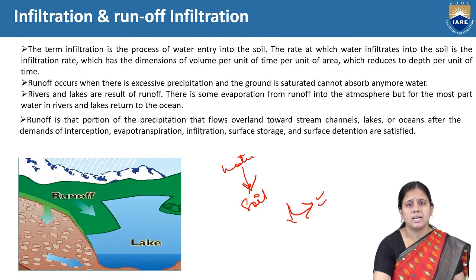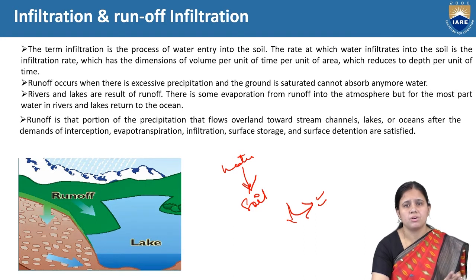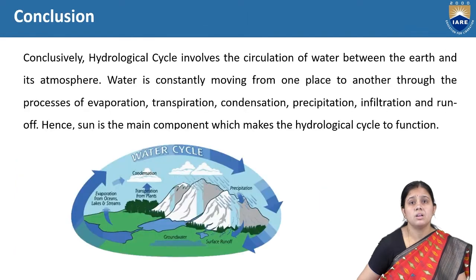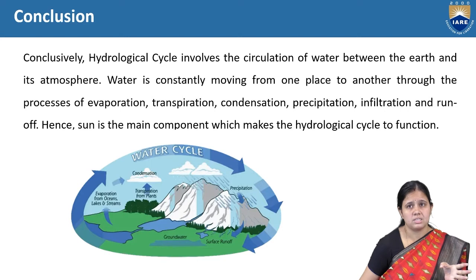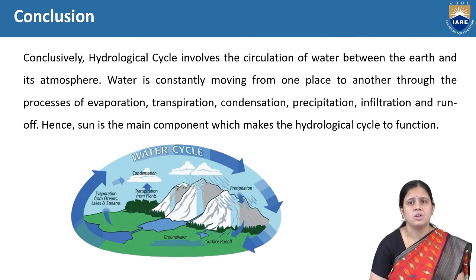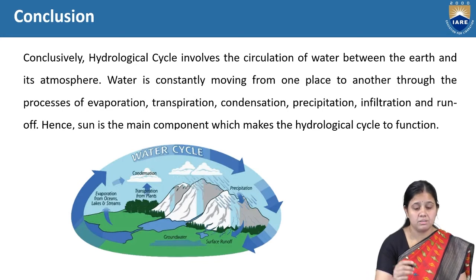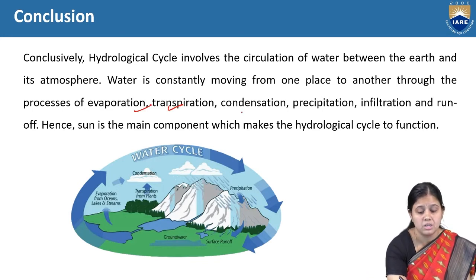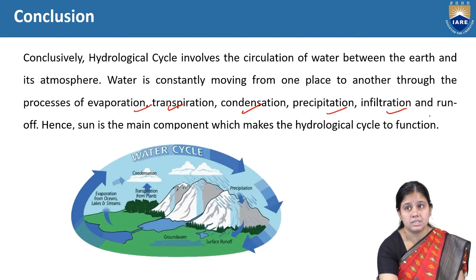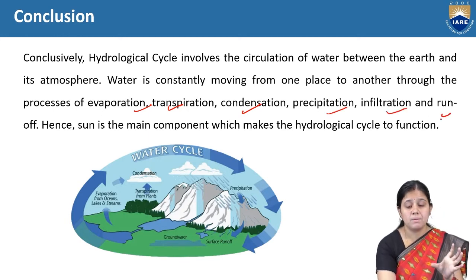And evaporation will take time, so the water from runoff from all these things goes back to the river and lakes. Now this is what we have studied in the hydrological cycle. The hydrological cycle involves the circulation of water between the earth and its atmosphere. Water is constantly moving from one place to another in the form of evaporation, transpiration, condensation, precipitation, infiltration and runoff. Hence the sun is the main component that makes the hydrological cycle function.